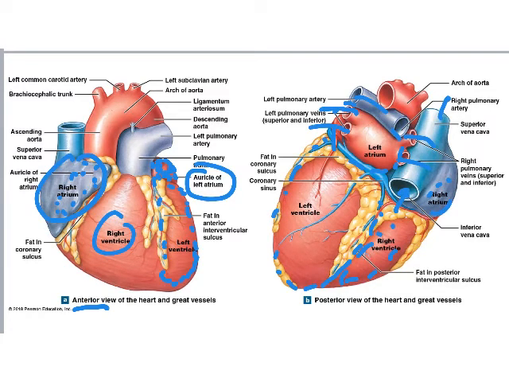Notice as well, if we come back to the anterior view, notice the blood vessels that you can see easily. You can see the aorta easily, and you can see the pulmonary trunk leading to the right and left pulmonary arteries. Those are more anterior in the heart, whereas the vena cava and the pulmonary veins are more posterior on the heart.